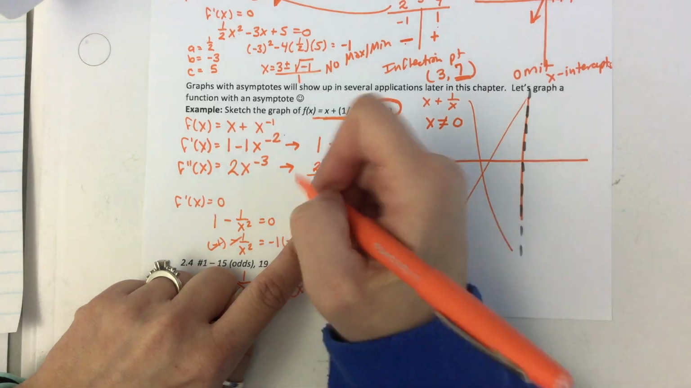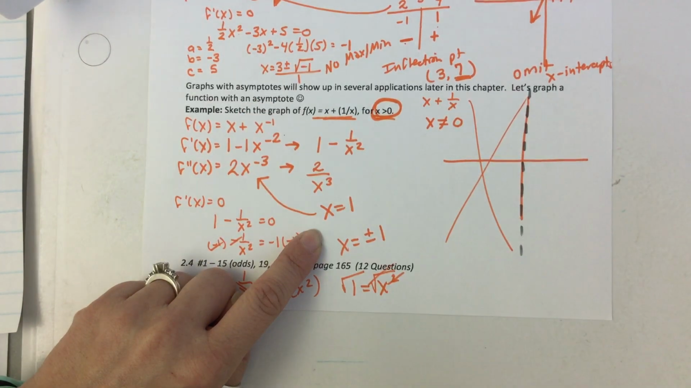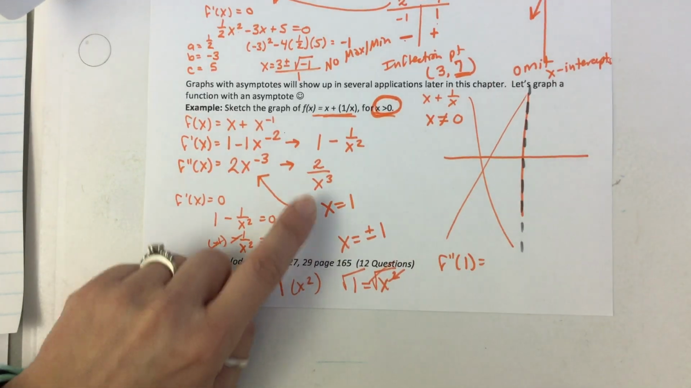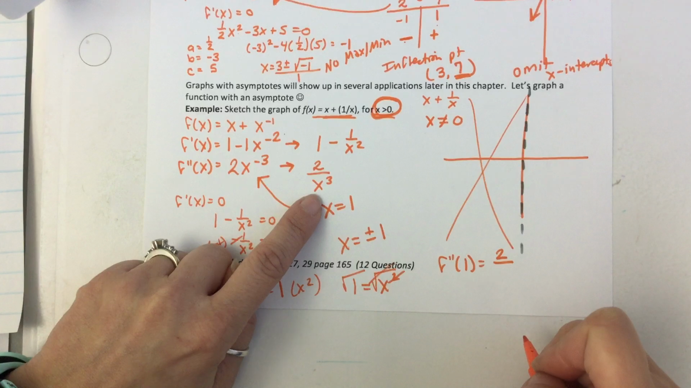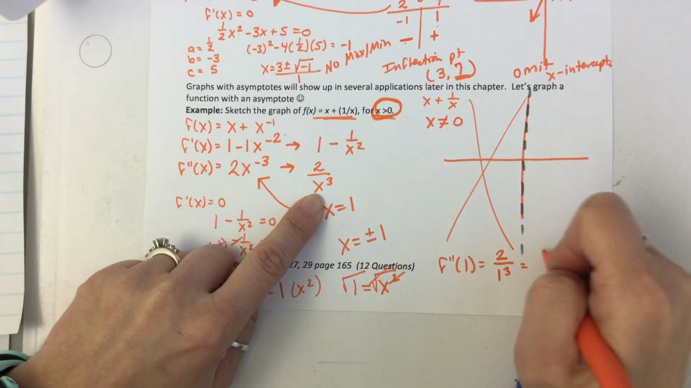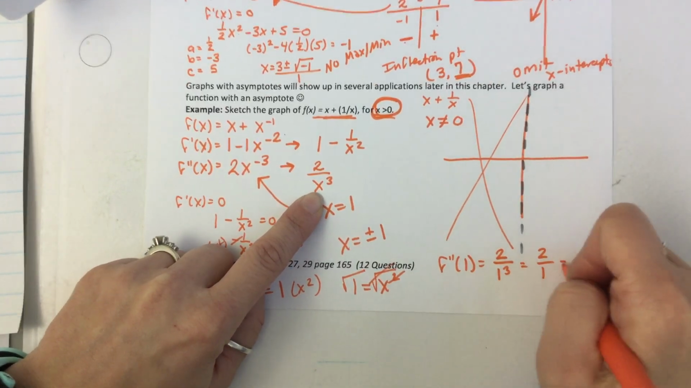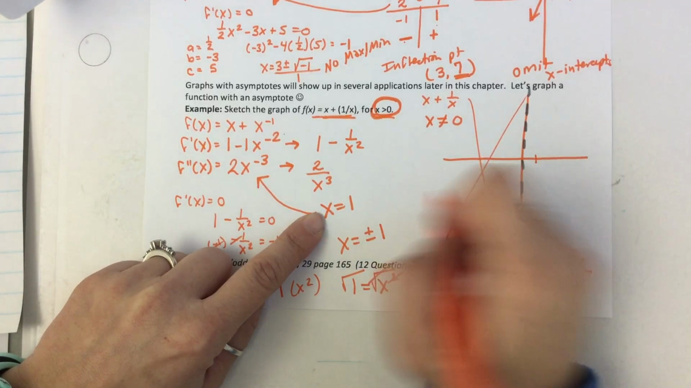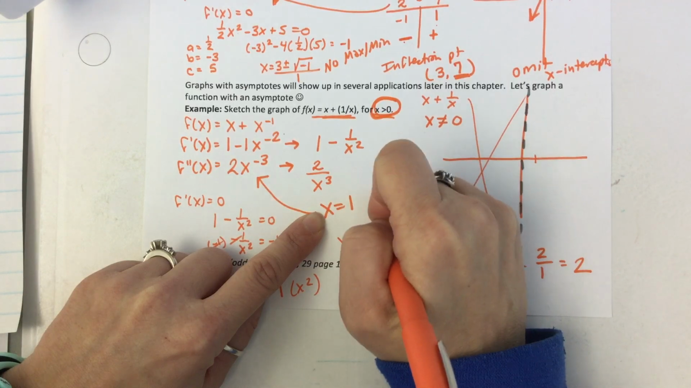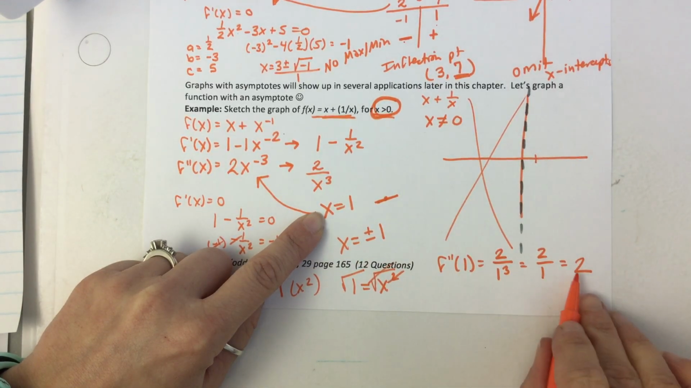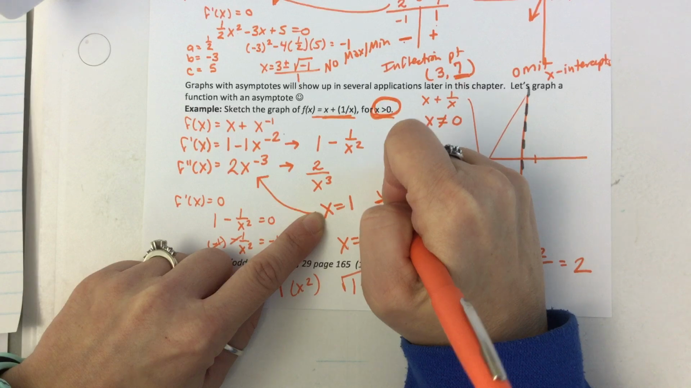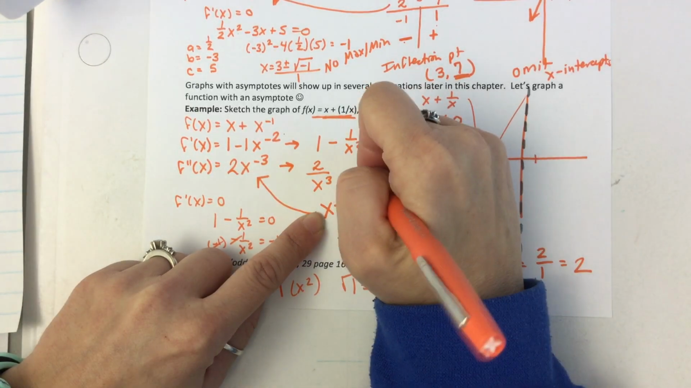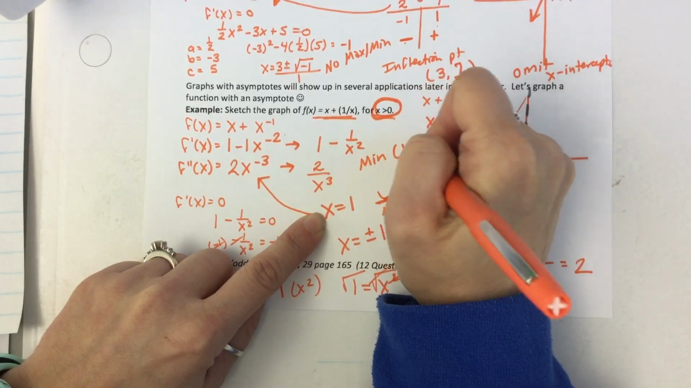To see if it's a maximum or a minimum, you fill it into the second derivative. If I put in a 1, it's 2 over 1 cubed. 1 times 1 times 1 is 1, and 2 over 1 is 2. So at x equals 1, where the slope is 0, this is positive, so it's concave up, which confirms that we do have a minimum where x is 1.